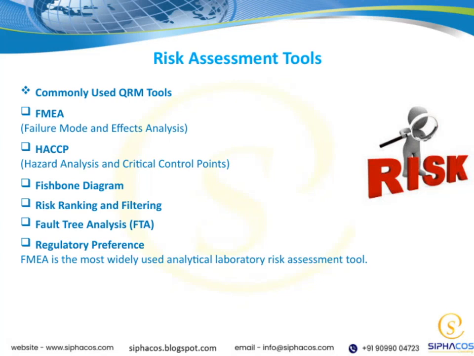When it comes to assessing risk, we rely on a set of proven tools. One of the most popular is FMEA, failure mode and effects analysis, which helps us identify potential failures before they happen. Then there's HACCP, focused on hazards and critical control points, especially in food safety. We also use fishbone diagrams to trace root causes and risk ranking to prioritize what matters most. Fault tree analysis breaks down complex risks logically. Among these, FMEA stands out as the go-to tool in analytical labs.